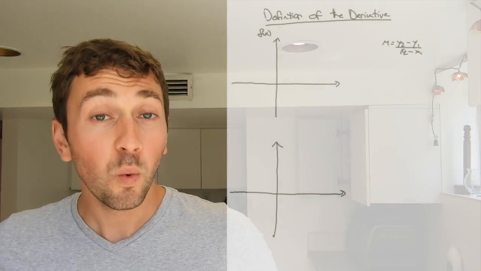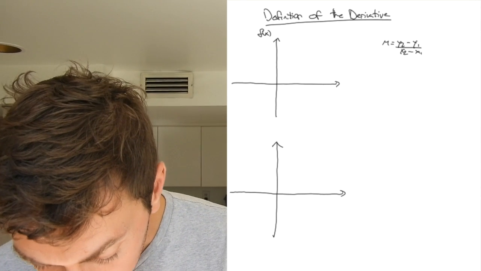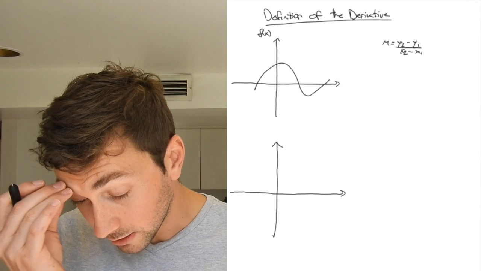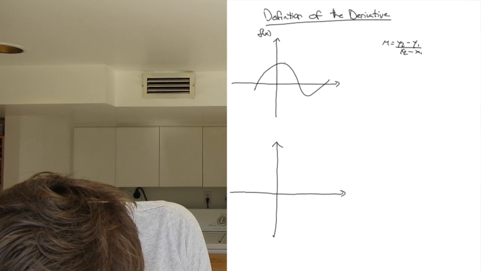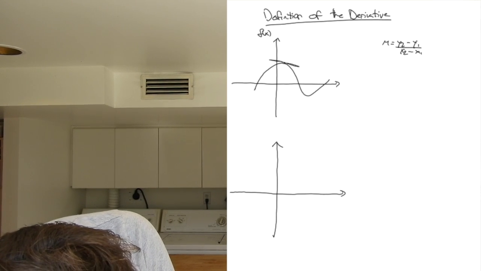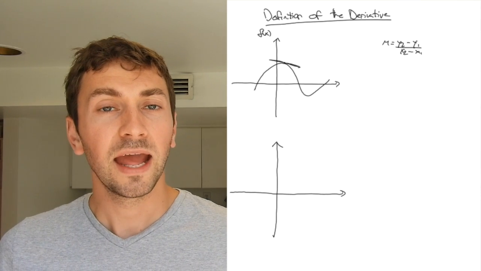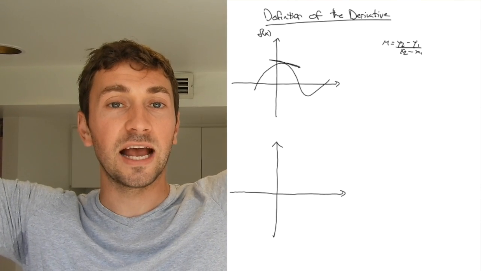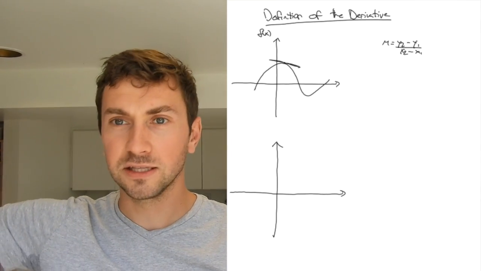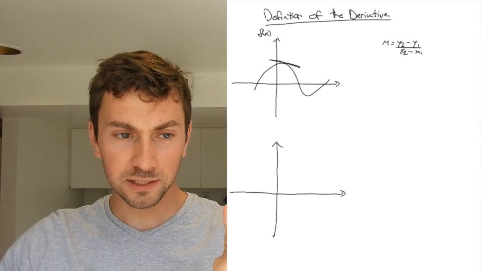Okay, so what is a derivative? I'm going to begin with a drawing like that. What mathematicians are interested in is this line there. We call that the tangent, and it has a slope. As the curve bends, the slope of this line is changing.